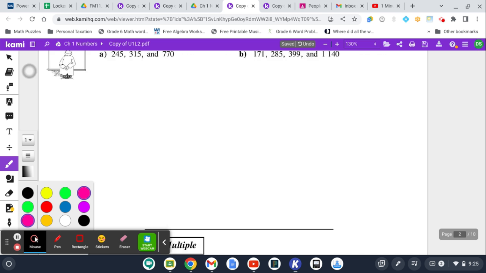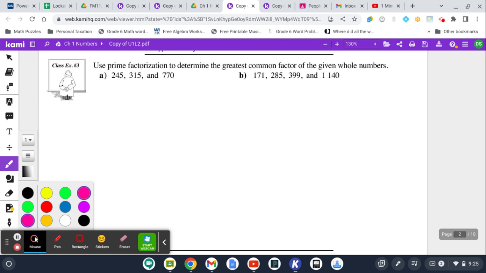We're going to do it one more time. Ready? You 3 girls have 171. We're going to do part B. You have 285. You guys have 399. And you boys have 1140. Go. Do it again. Find the factors of those numbers. You have 1 minute.